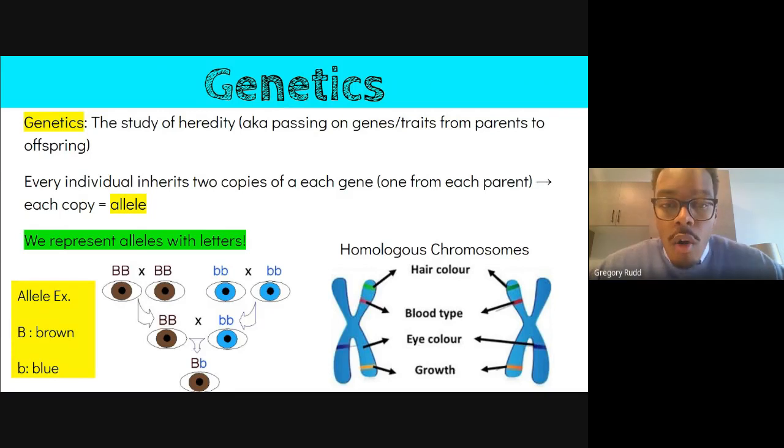So you will always, always see alleles paired because you have two of them. You get one from mom and one from dad. Even if you don't call those people mom and dad, you get one from whoever gave birth to you and you get one from the person who provided the sperm to make you.